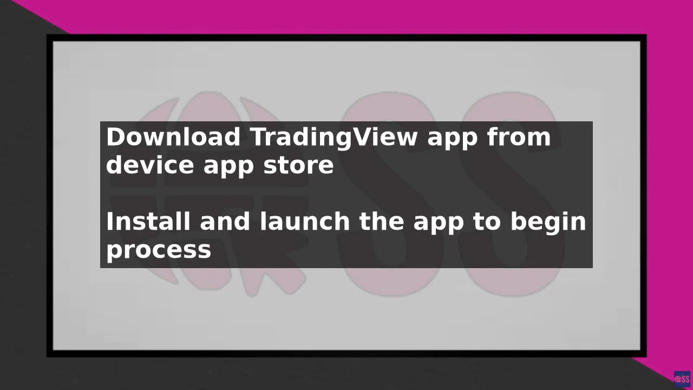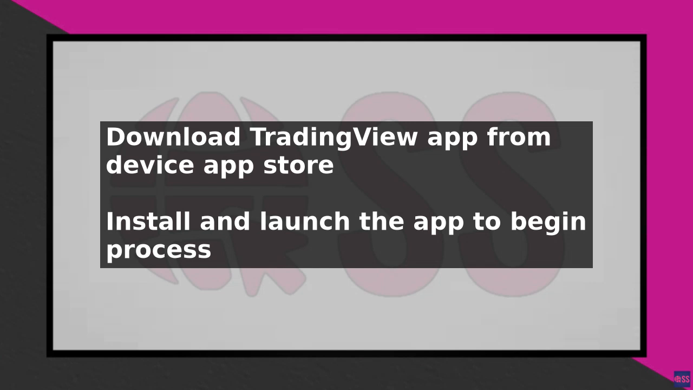To download the TradingView app and create a new account, start by going to the App Store on your device. Whether it is an Apple or Android device, search for TradingView in the search bar and select the TradingView app from the search results. Click the Install or Get button to begin the download process.